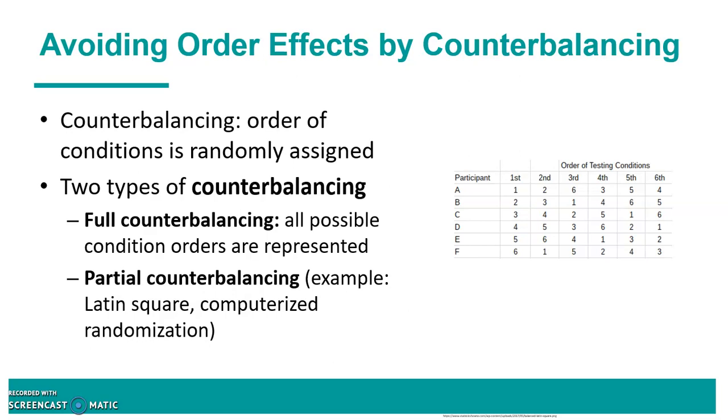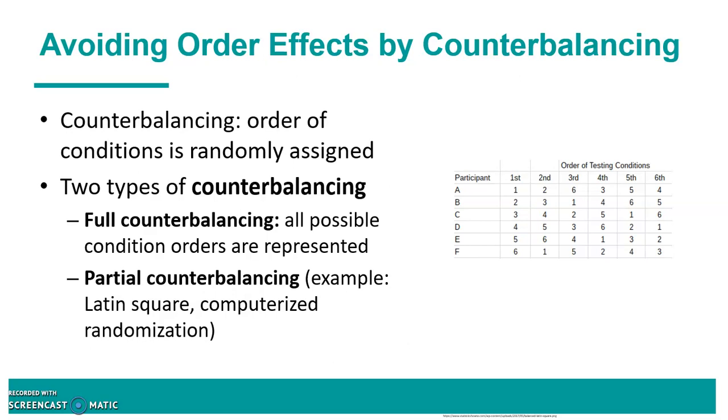Full counterbalancing, that's where all possible condition orders are represented. So counterbalancing is where order is randomly assigned, as I mentioned. If you have a bunch of conditions, then this can get tricky. You'd need a whole lot of participants to have all possible combinations represented. So sometimes there's just partial counterbalancing, where you just have computerized randomization, so maybe not all possible orders are represented, but they're at least random.